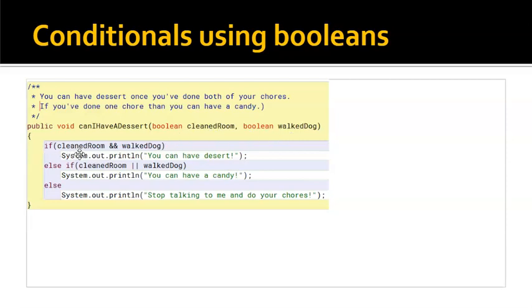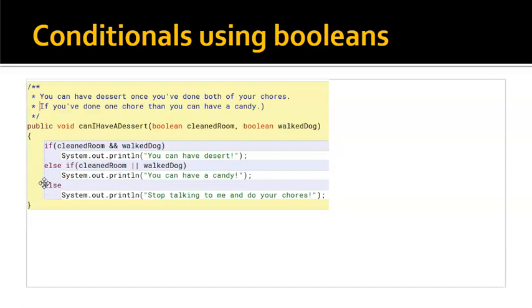So if they said yes, they've cleaned their room, and in addition, they've walked their dog, then they can have dessert. Yay! Else if this first statement does not evaluate to true, we go to our else if statement where they either cleaned their room or they've walked their dog, meaning they've done one or the other. Now, obviously, if both of them were true, then this whole statement would be true, but we only need one with an or statement to express the Boolean expression as true. So then they have a piece of candy.